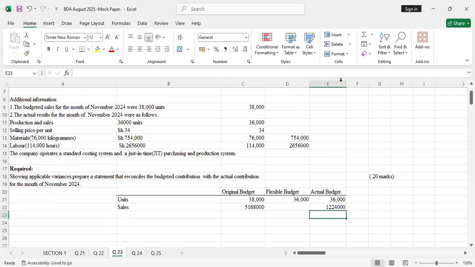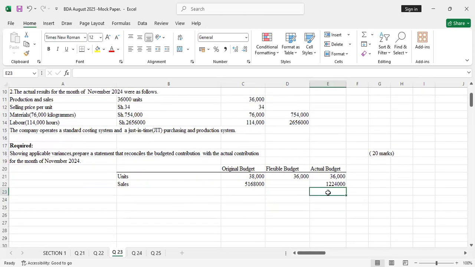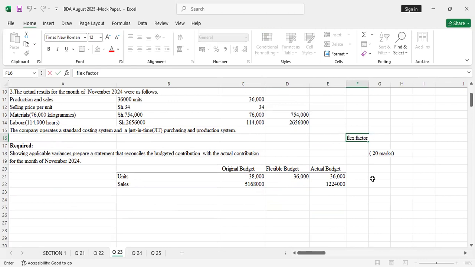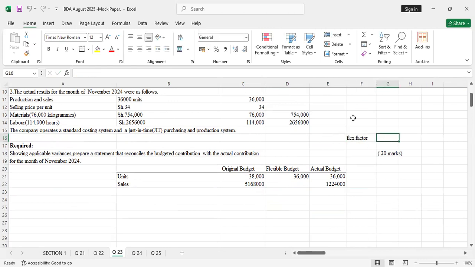Yeah, to get my actual sales under the actual budget. Then you ask yourself, now what happened to the flexible budget? So we are going to calculate what we call the flex factor. You come here and say flex factor. So how do you calculate the flex factor? The flex factor, or the flex ratio, you can calculate it this way.